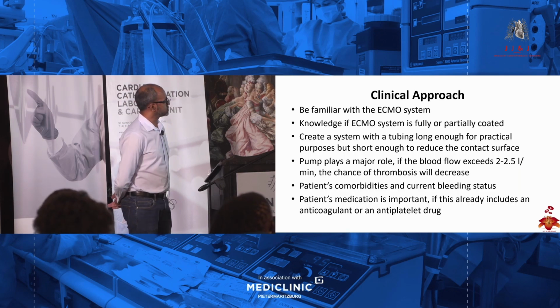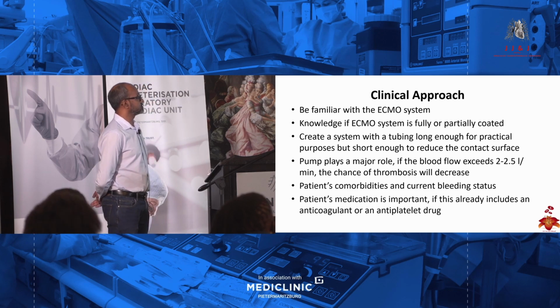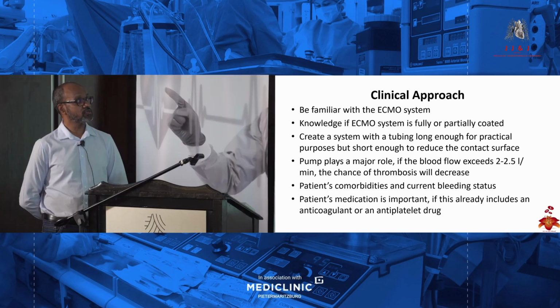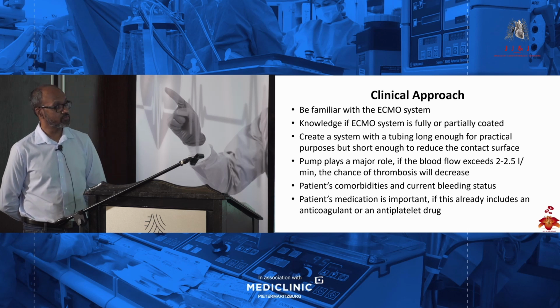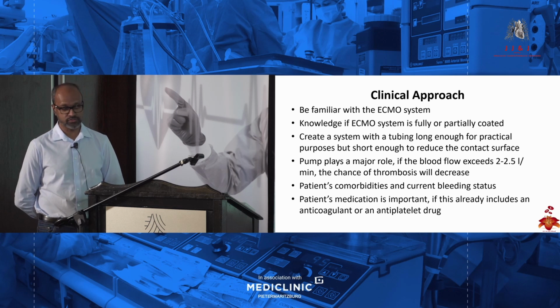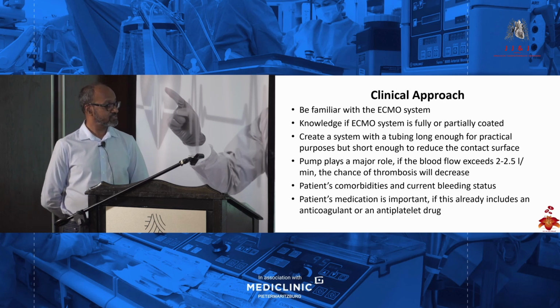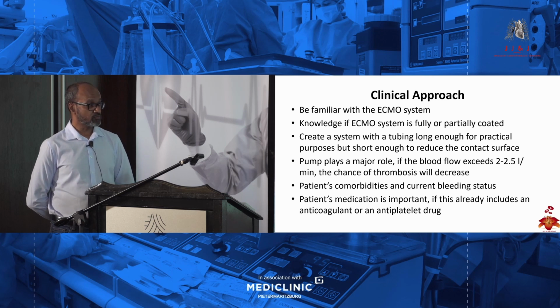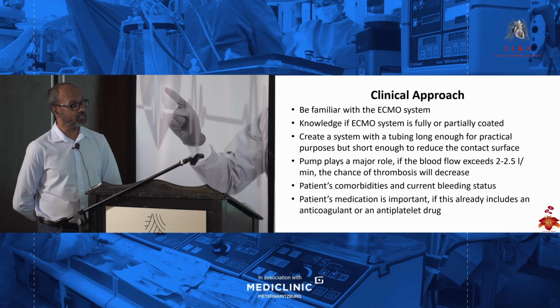So, clinical approach. Be familiar with the ECMO system. Know if the ECMO system is fully or partially coated. Create a system with tubing long enough for practical purposes, but short enough to reduce contact surface. The pump plays a major role. If the blood flow exceeds 2 to 2.5 liters per minute, the chances of thrombosis will decrease. Consider patient comorbidities and current bleeding status. Patient medication is important, especially if it already includes an anticoagulant or an antiplatelet agent.